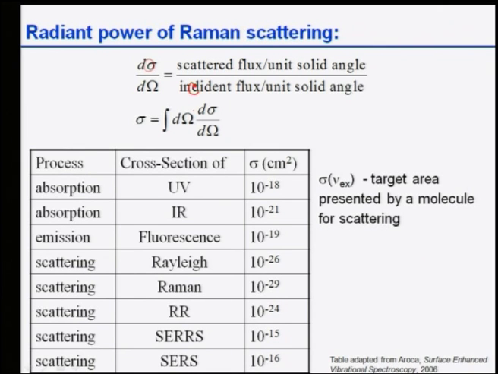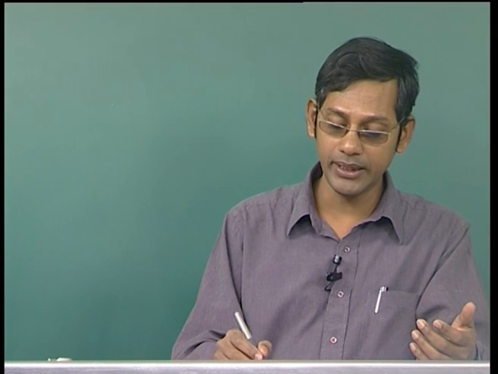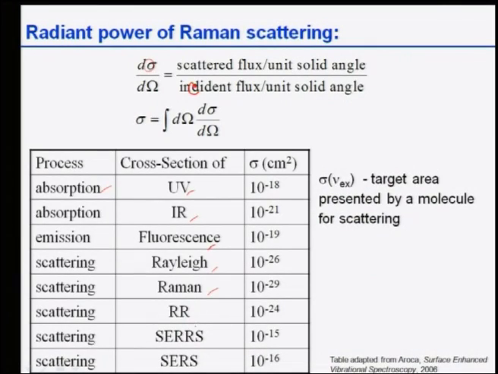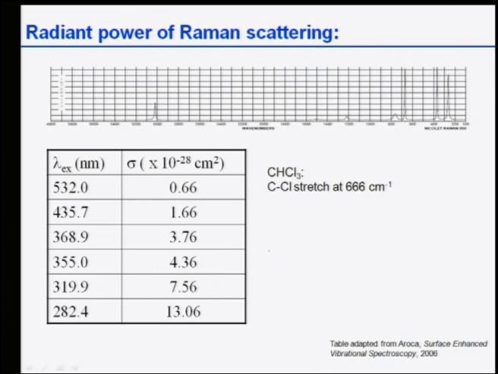If I compare this with other techniques like UV, IR, fluorescence, Rayleigh, Raman and surface enhanced Raman, you can see the scattering cross section is very high for UV and IR. Very high does not mean very high, since 10 to the minus 18 is pretty low, but it is still high. For Rayleigh and Raman it is pretty low, 10 to the minus 26, minus 29. That is the problem in Raman spectroscopy: you need a very good detector to detect this scattering.